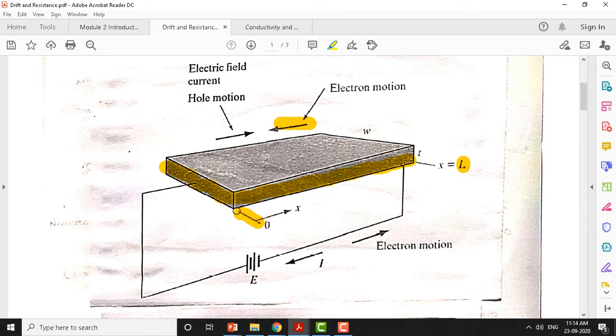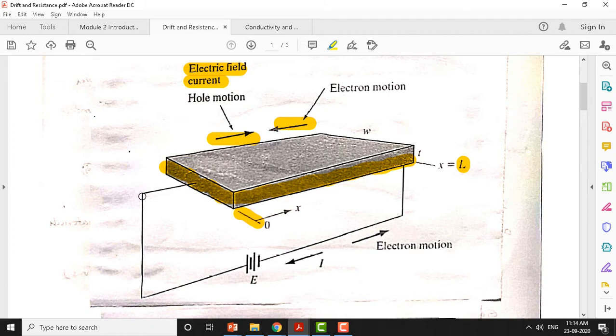And opposite things will happen for the holes. Holes will enter at x is equal to 0. This is the hole motion, so oppositely, you can see that arrow mark shown here. So hole motion and electric field directions are going to be the same. This electric field causes the holes to move from x is equal to 0 to x is equal to L. That means holes enter at x is equal to 0 and exit at x is equal to L.